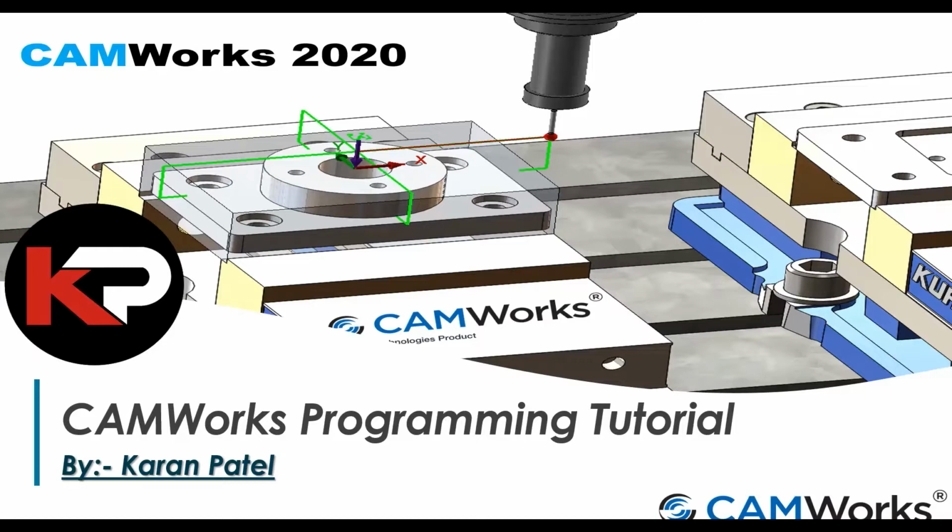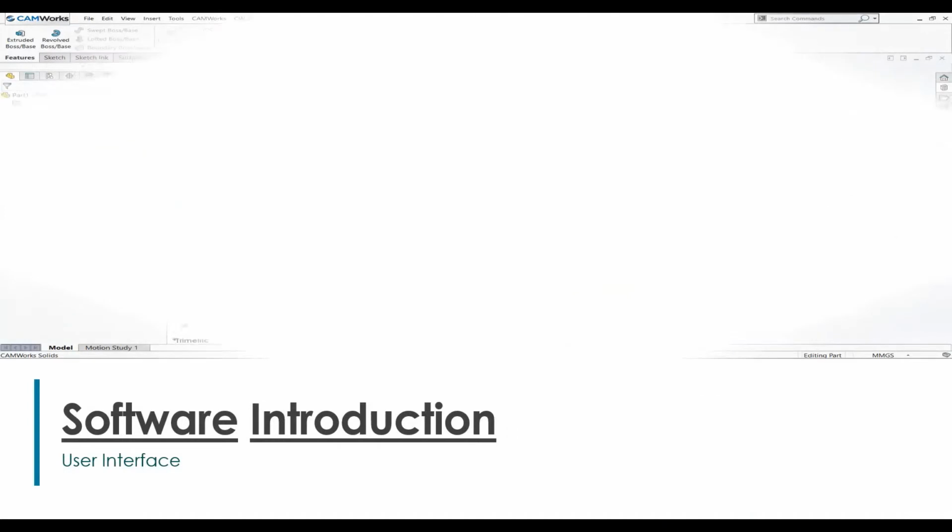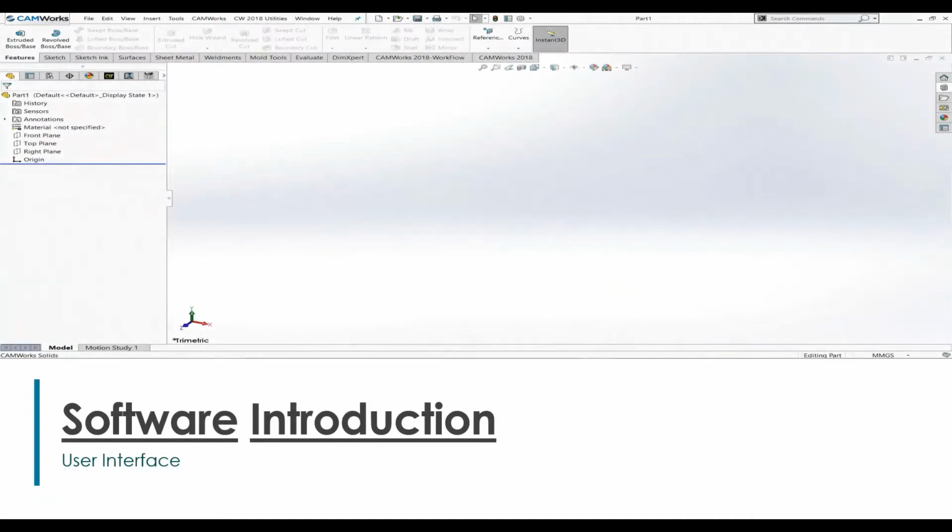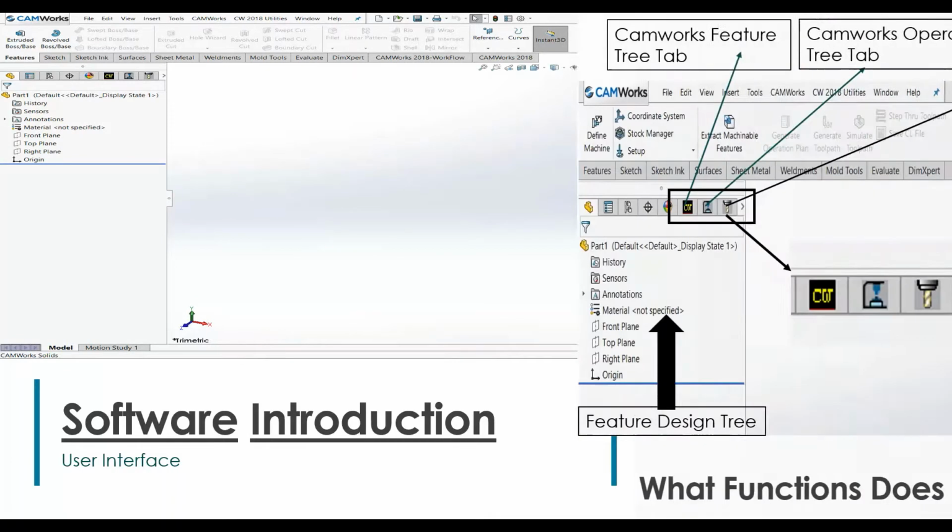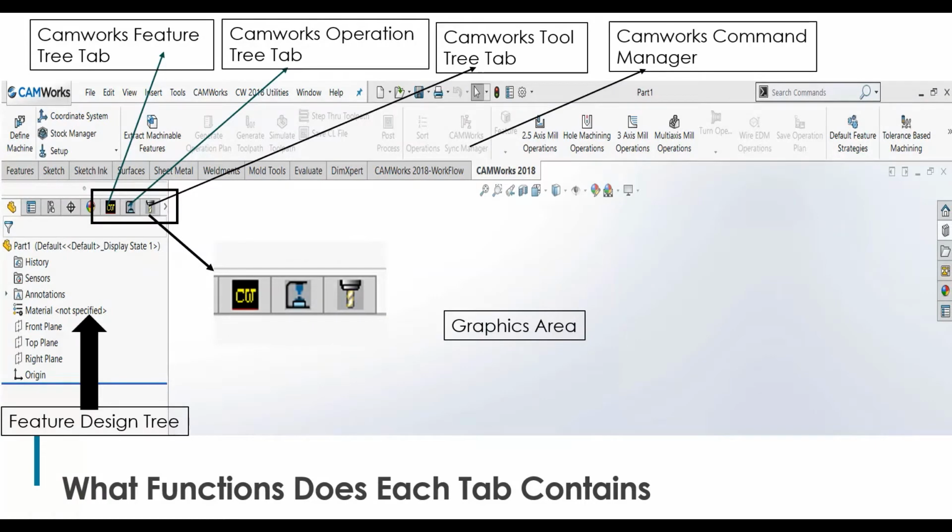So as I told you, today we will look at the software introduction, how the user interface of the software works. Right, so this is the main screen of the software. Over here you can see at the top of the window there is a command manager where all the tools will be lined up. Then the plain white area which you are viewing is the graphics area, where the model which you have generated will show in 3D.